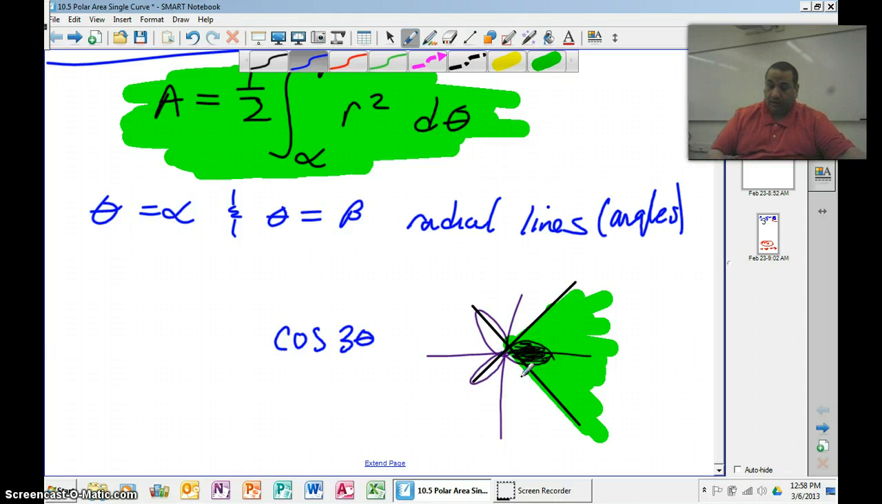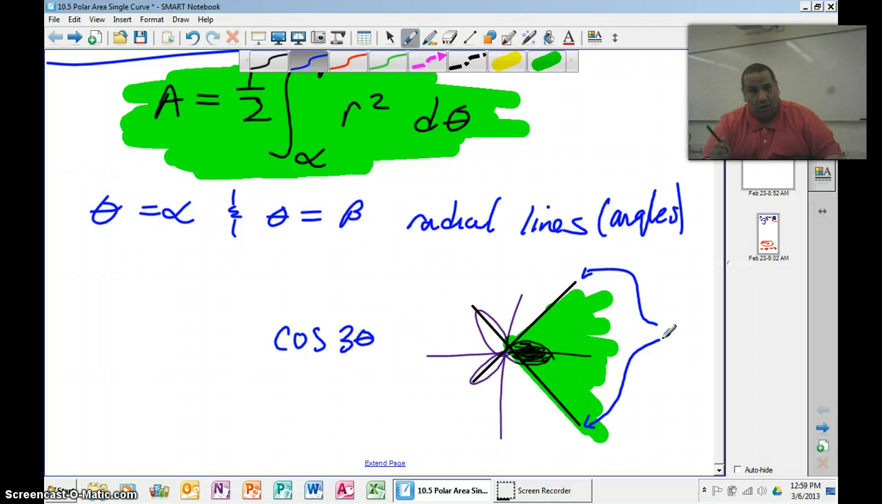Well, before we could find the area, once we find the area of 1 petal, we can multiply it by 3 to get the whole thing, okay? We can get half a petal, double it, and then multiply it by 3. So there's a lot of different ways to conquer this. But the first thing we need to do is check out where those radial lines exist or where they are, okay?